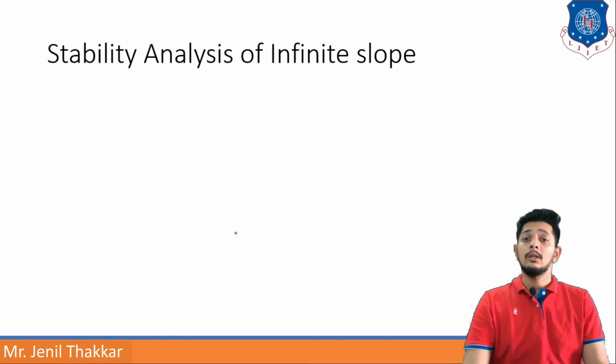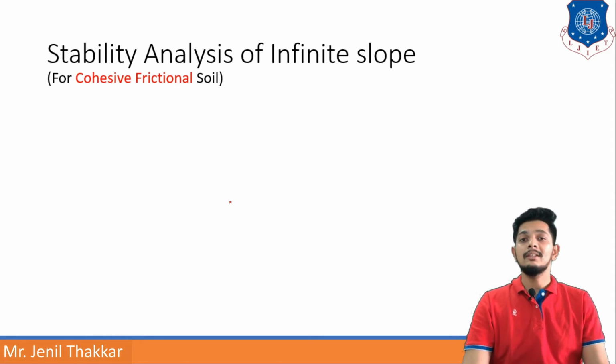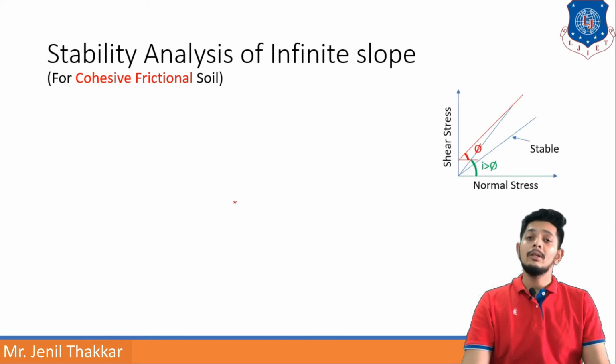Let us move forward to another theory, which is for cohesive frictional soil. That means c dash phi soils or c phi soils, which have both c and phi values. This graph is showing shear stress versus normal stress. Here the failure line is shown by this intermediate blue line. If i is greater than phi, then it will be a failure like this. If i is equal to phi, it will be stable. And let us move to the technical part.